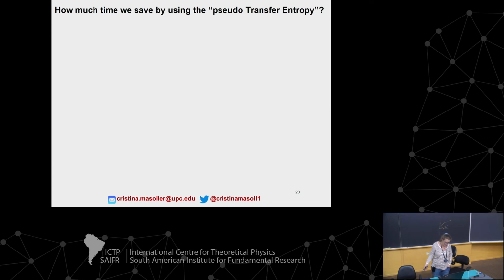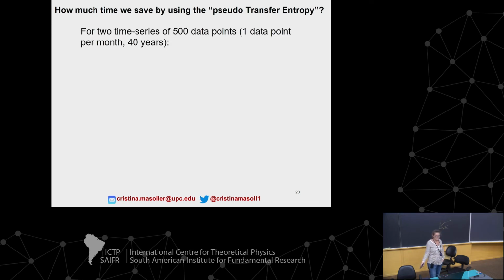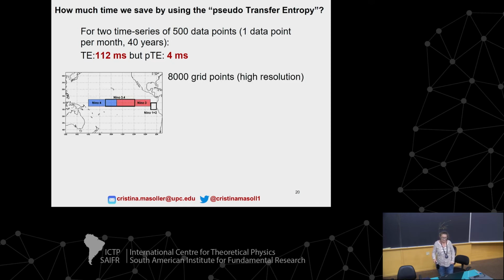So how much time can we save? It's interesting to see that, suppose that you have 500 data points, wherever they come from. In this case, it's 1 data point per month, 40 years, and you want to compute the transfer entropy: it is 112 milliseconds, and the approximation expression is only 4. If you want to use this to analyze the El Niño region, in this region, there are many points, 8,000 data points.